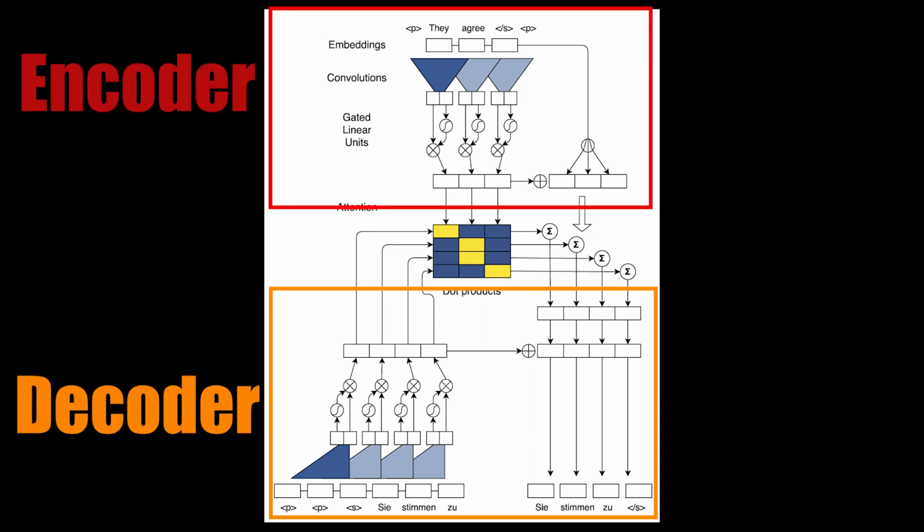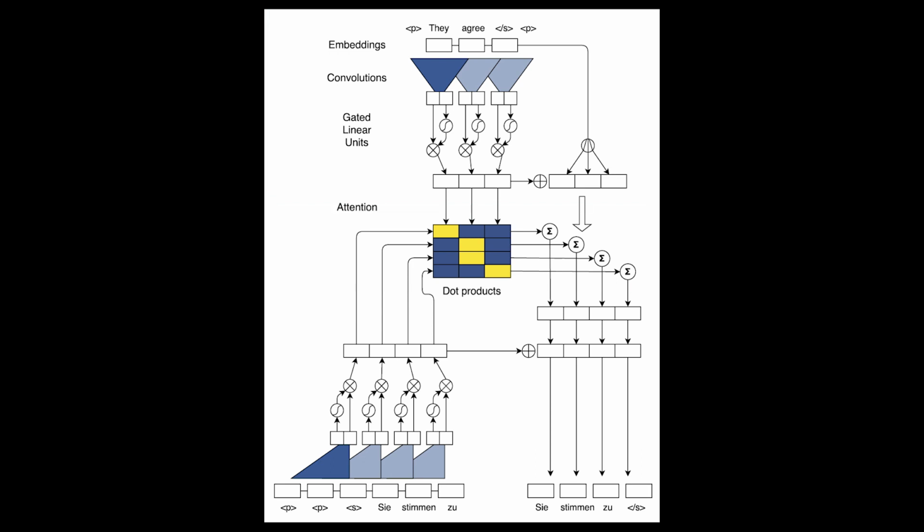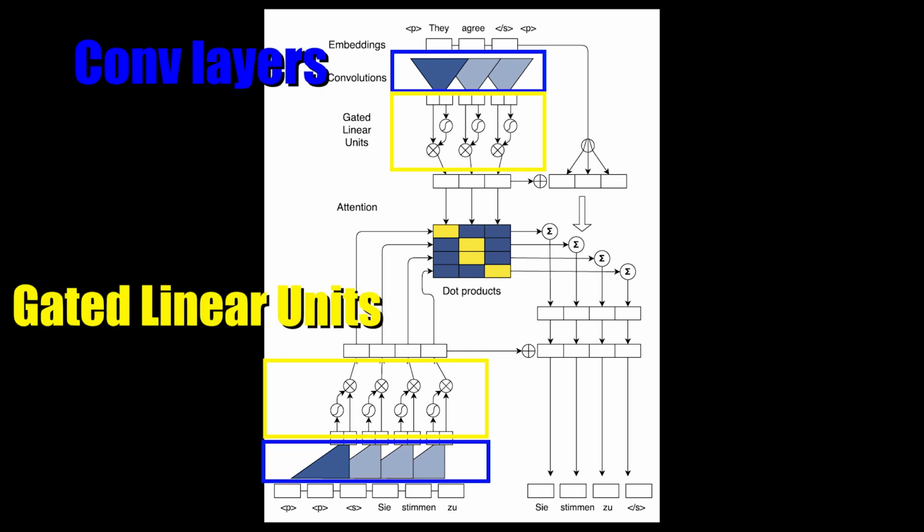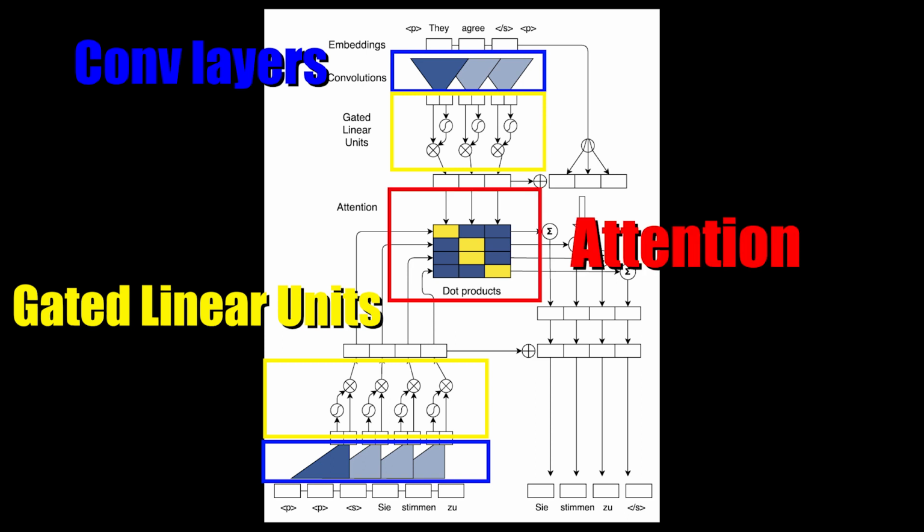The top shows the encoder and the bottom shows the decoder, which share the same structure. They are both composed of blocks of convolutional layers with gated linear units. Again, this figure shows only one block for simplicity. The middle part is an attention function. If you don't know what gated linear units and attention are, click the eye icon in the top right corner. My last video has explained these two concepts.